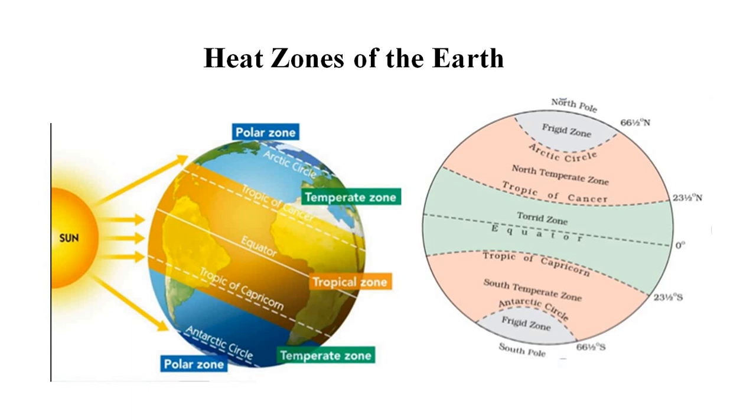Temperate zone has been divided into two. The north temperate zone, which lies between the Tropic of Cancer and the Arctic Circle, and the south temperate zone, which lies between the Tropic of Capricorn and the Antarctic Circle.